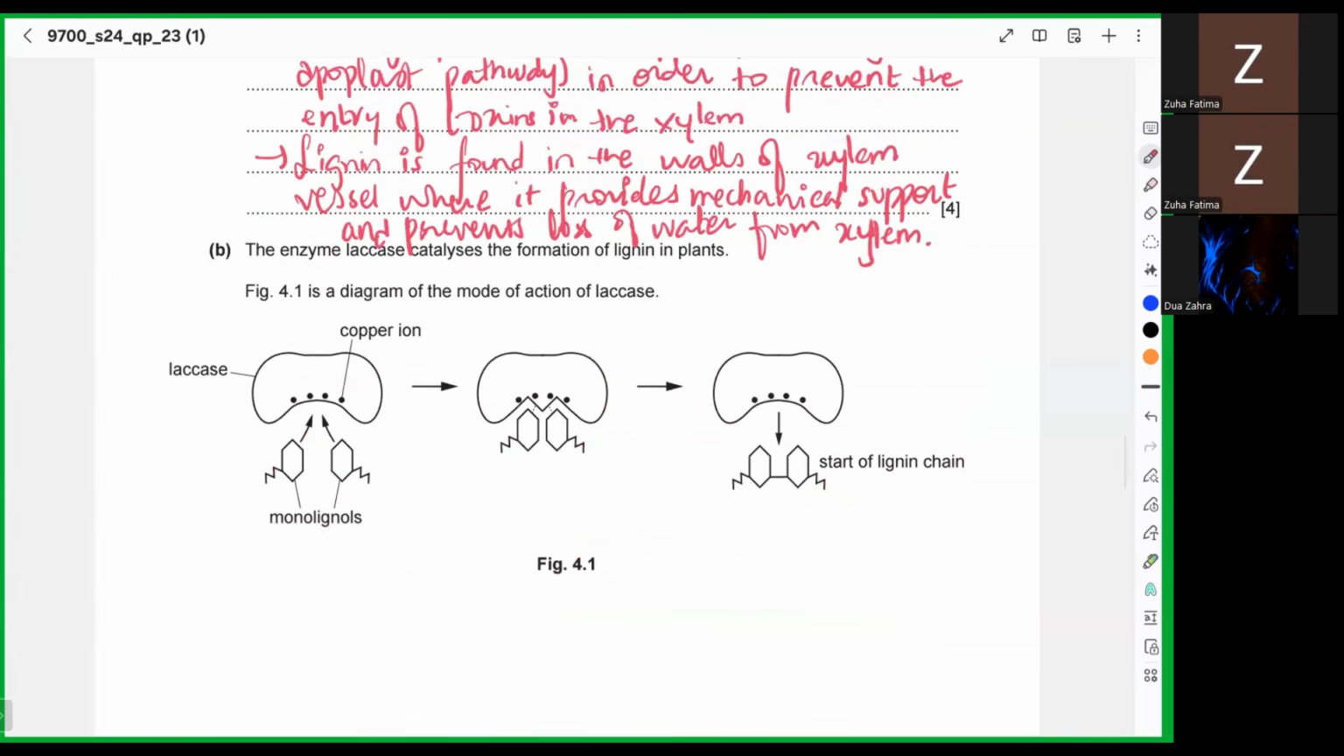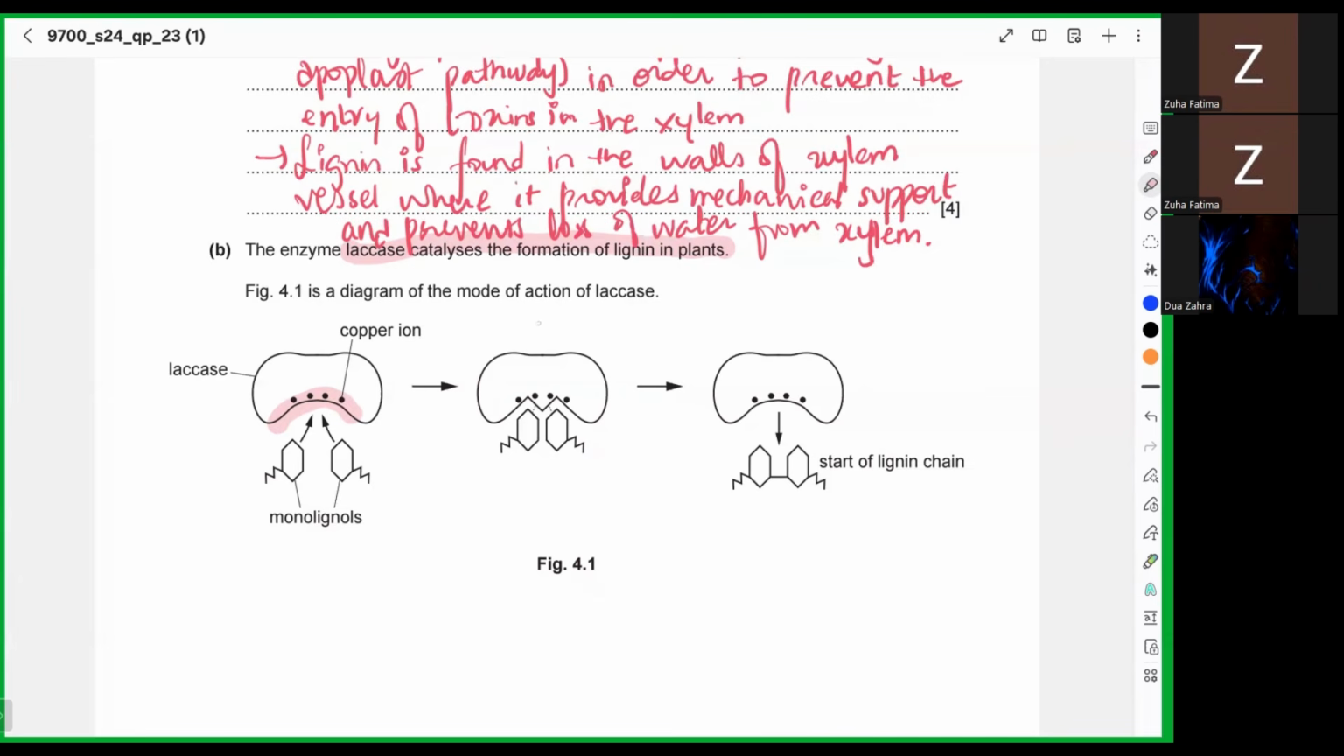The enzyme laccase catalyzes the formation of lignin in plants. Figure 4.1 is a diagram of the mode of action of laccase. So this is basically the active site of the laccase enzyme. We have copper ions. The copper ions would be acting as your cofactors. Now, we can see that the monolignols, which are the substrate of your enzyme laccase, are not perfectly complementary. The active site and the shape of the substrate are not perfectly complementary.